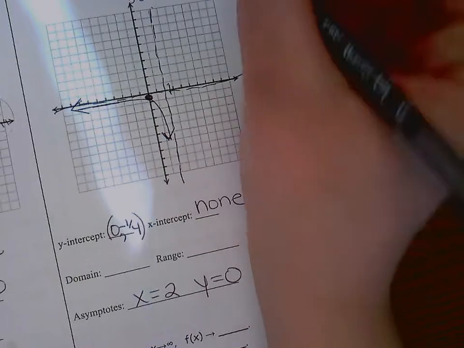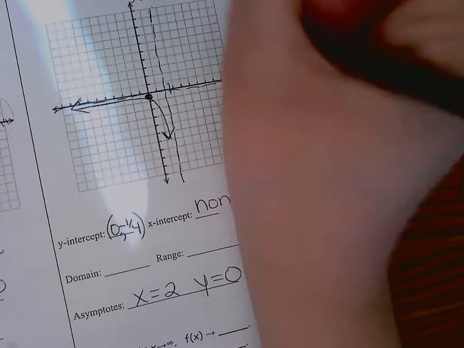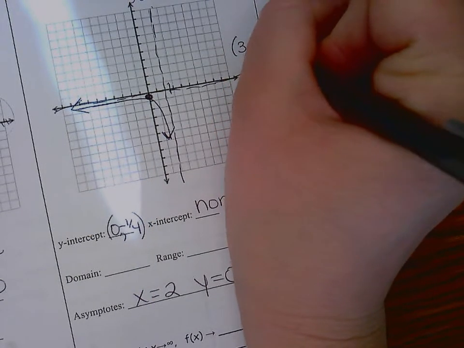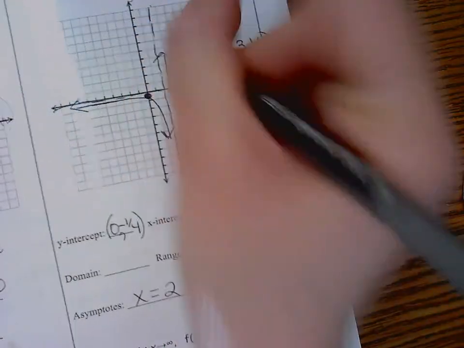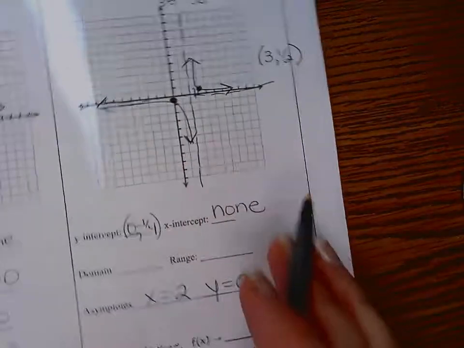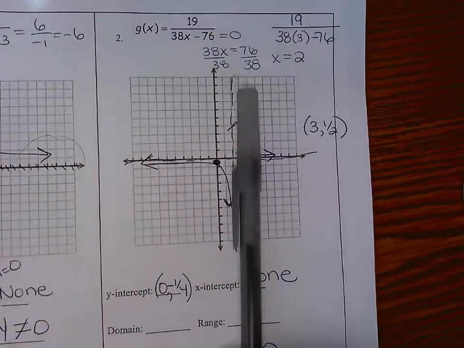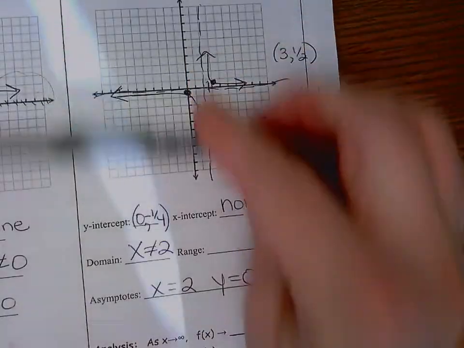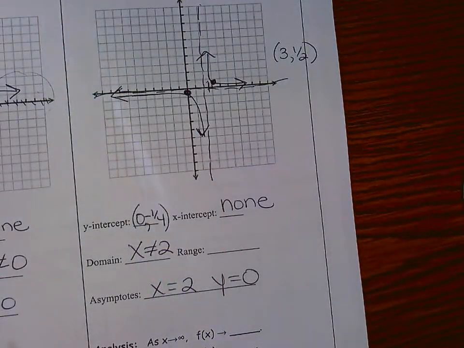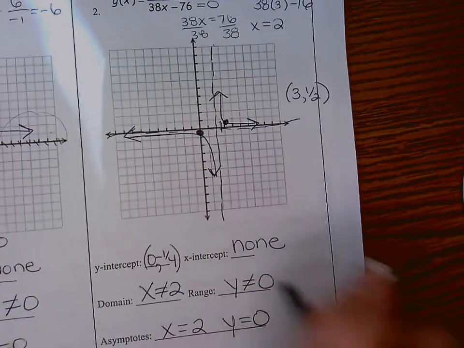So at, what did I plug in? At 3, I'm at 1/2. So that tells me that this elbow is over here, above this asymptote. And now I can do my domain and range. So my domain is that x cannot be 2. My range is that y cannot be 0, which comes right out of my asymptotes.